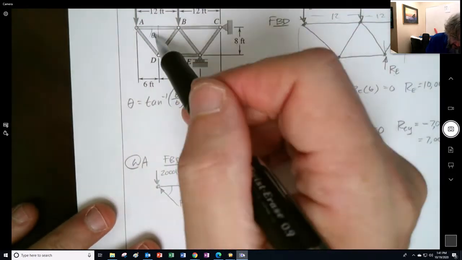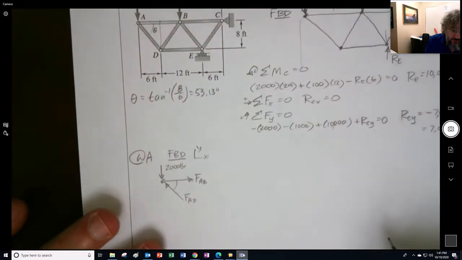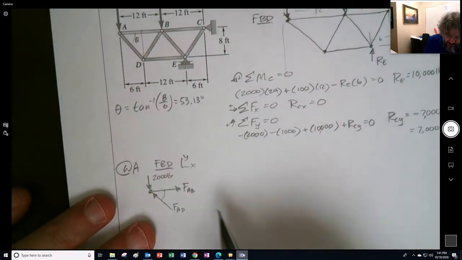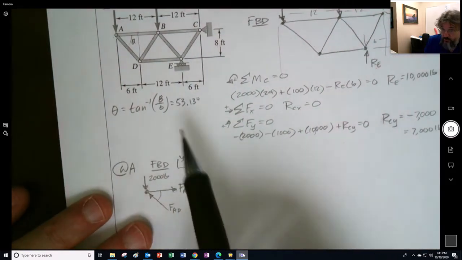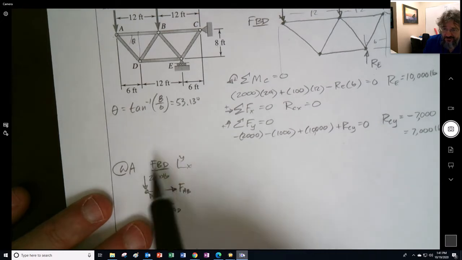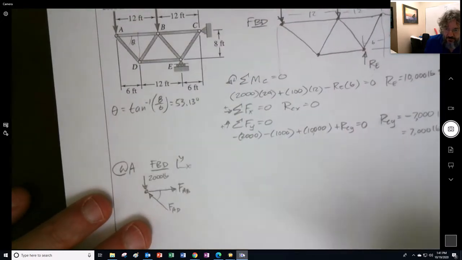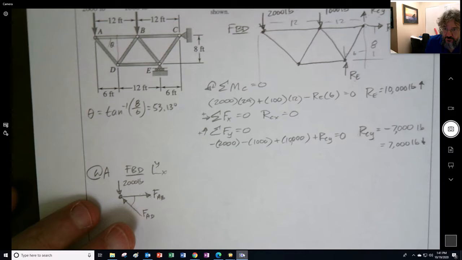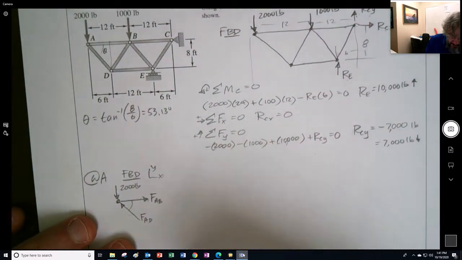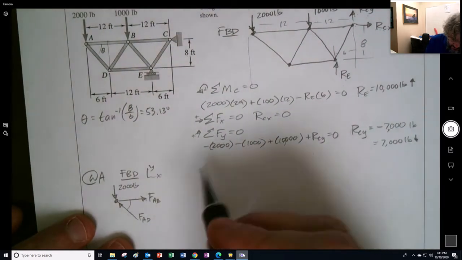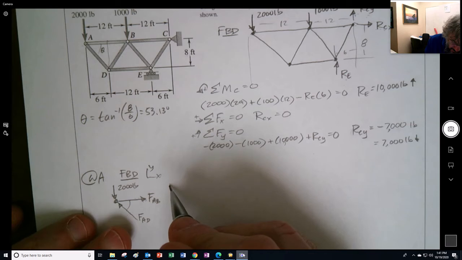And that angle right there, as we found, was 53.13 degrees. By the way, it would be easier to use the 3, 4, 5 triangle, but I never feel comfortable with it. I just prefer using the angles. It's just an idiosyncrasy, maybe.